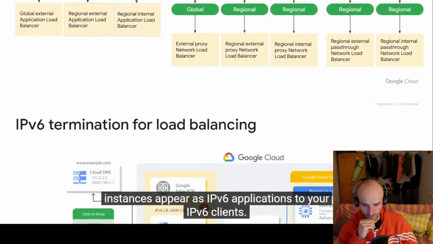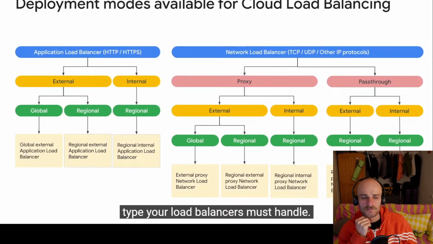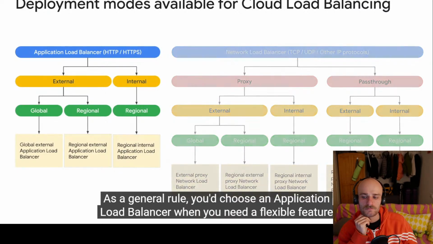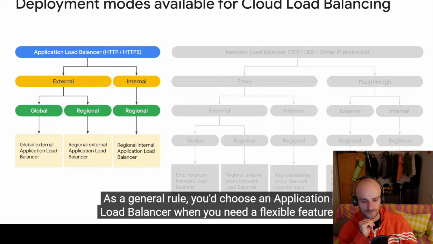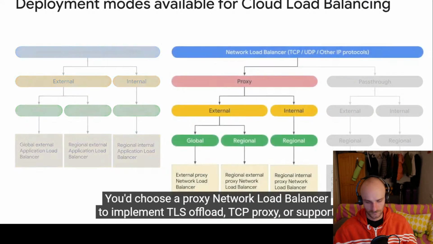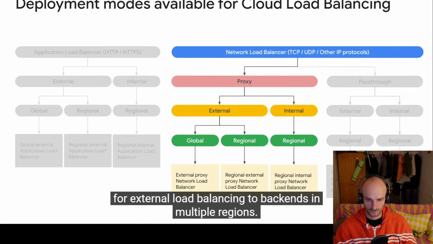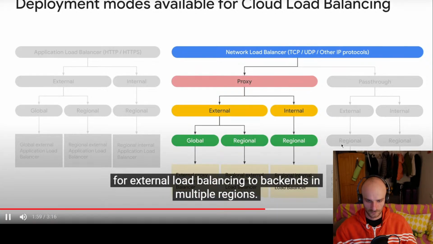To determine which cloud load balancing products to use, you must first determine what traffic type your load balancers must handle. As a general rule, you would choose an application load balancer when you need a flexible feature set for your applications with HTTPS traffic. You would choose a proxy network load balancer to implement TLS offload, TCP proxy, or support for external load balancing to backends in multiple regions.